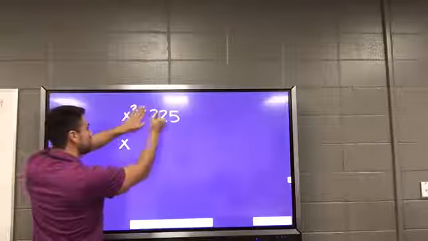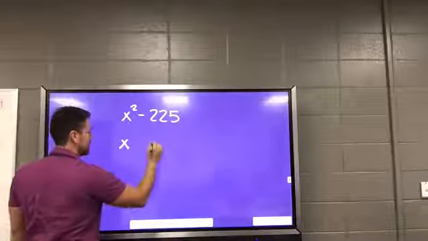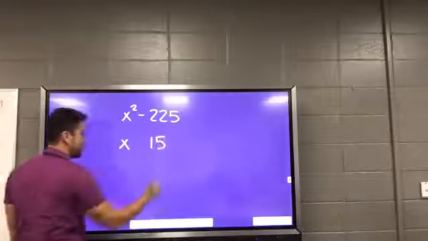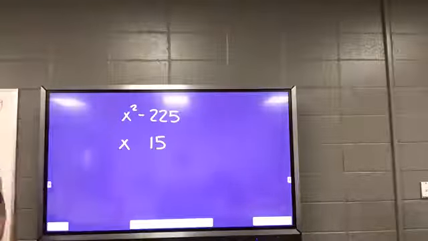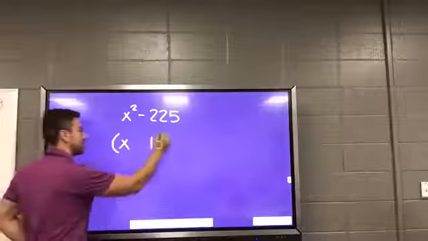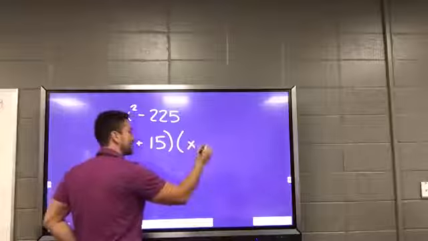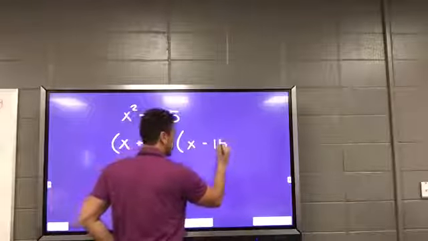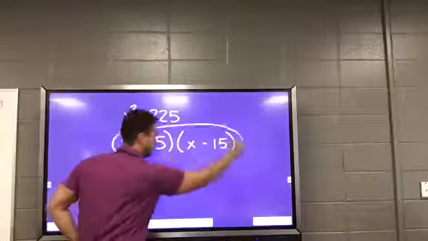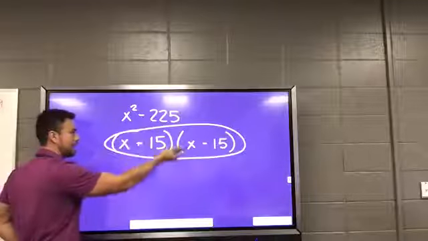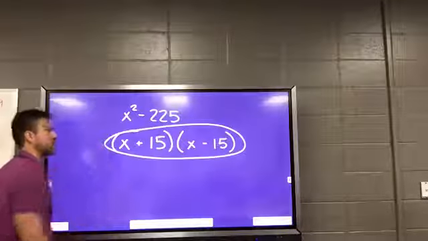Can you get the square root of 225? Yes. What is it? You memorize it's 15. Okay, but what are my two factors? So it's x plus 15 and x minus 15. That would be the binomial factoring of that binomial.